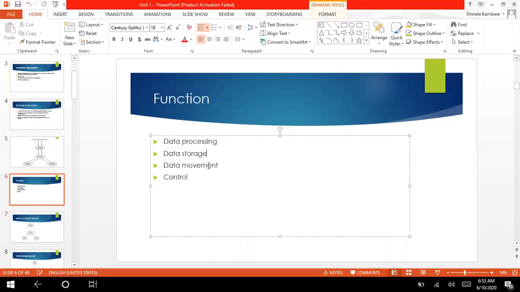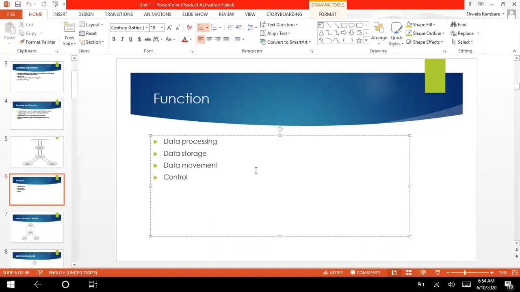Next one is data movement. Data moves through your bus. So data will be copied from your CPU to the bus first. Then the bus will carry that data from CPU to your RAM. Then the data will be copied from your bus to your RAM, or vice versa.